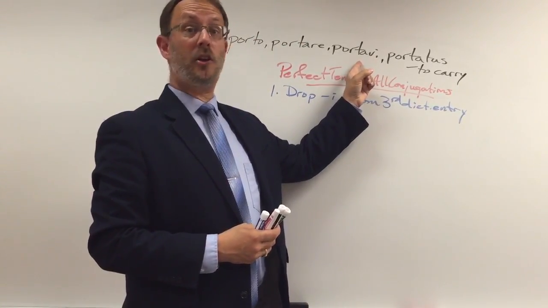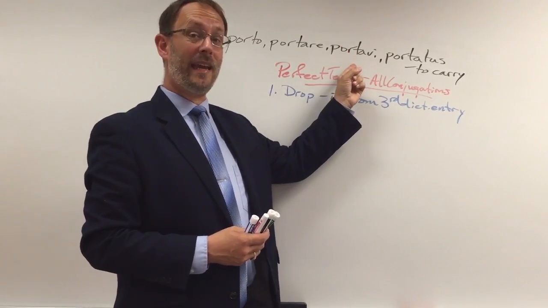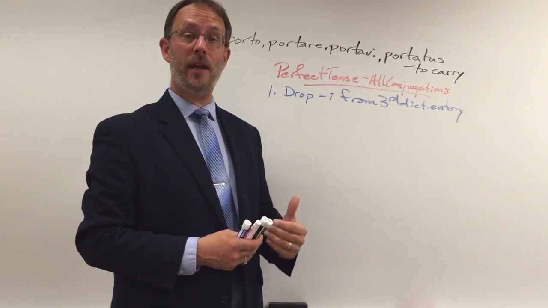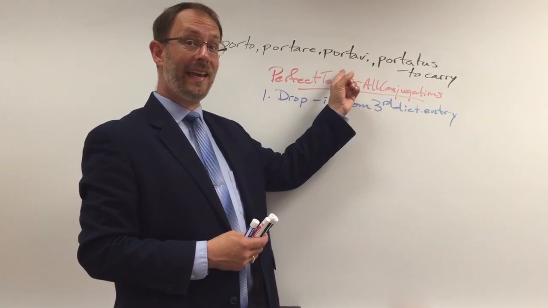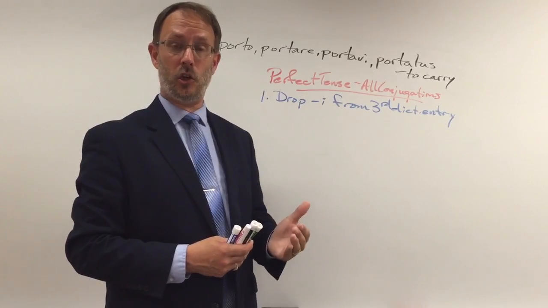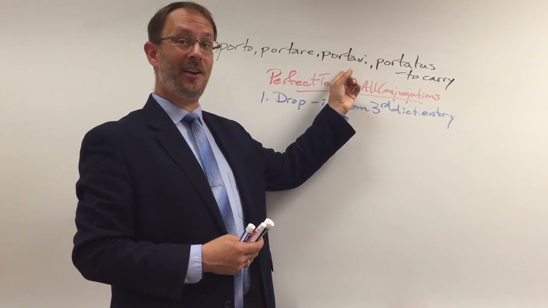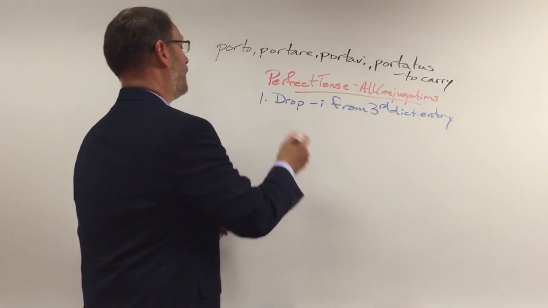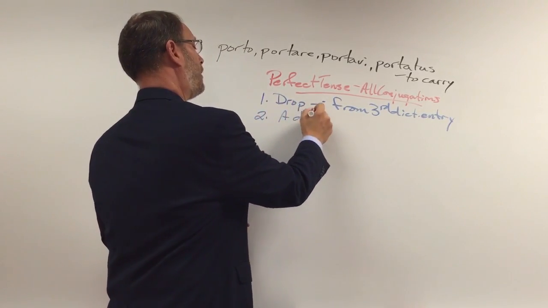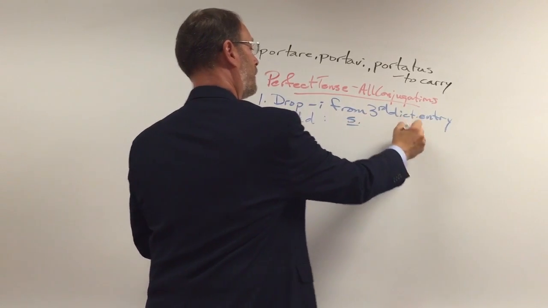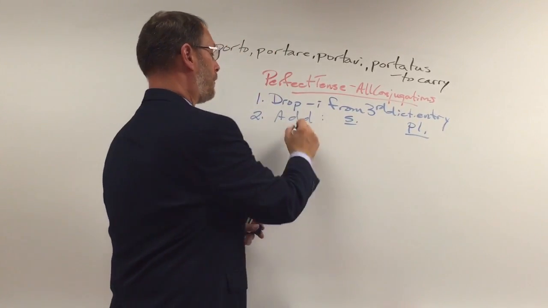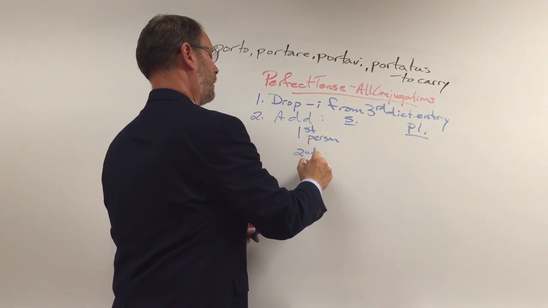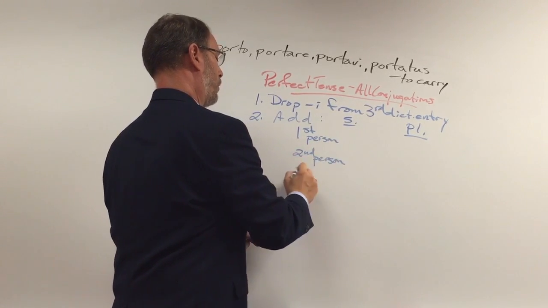Think about other words. Specto, spectare, spectavi, spectatus, to watch. Or maybe a second conjugation verb, doceo, docere, docui, doctus, to teach. All third dictionary entries end with an I. And your first step is to drop that off. Then you're going to add your new perfect tense endings. Singular and plural columns. First person, second person, and third person rows.